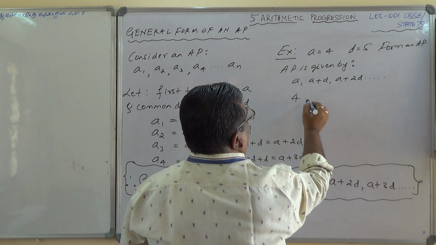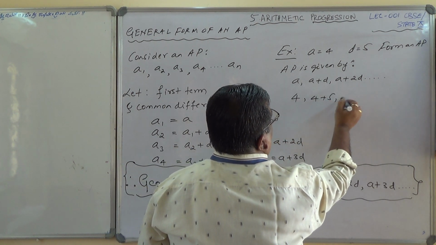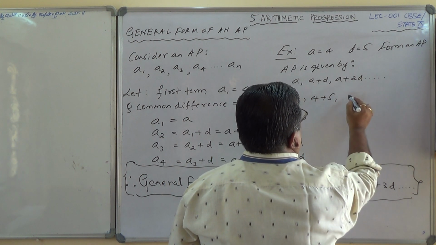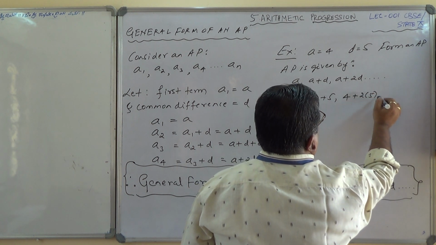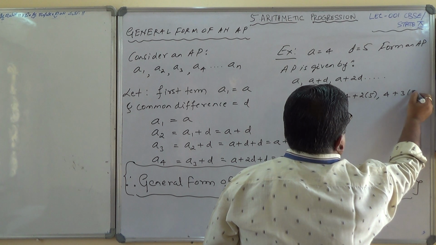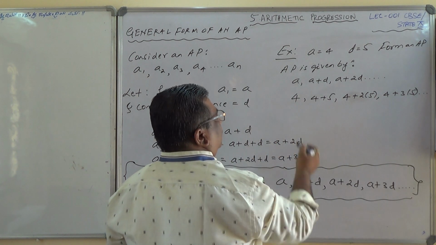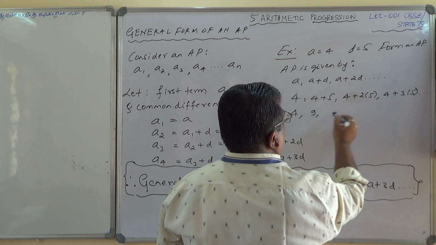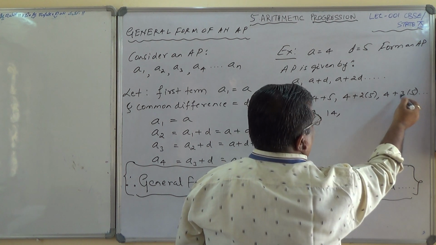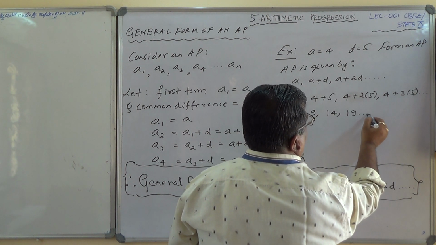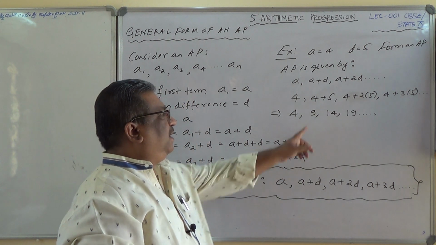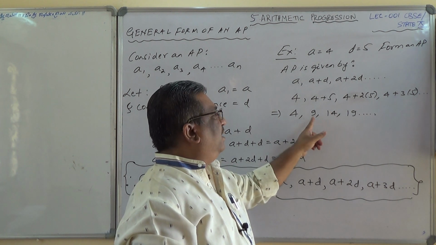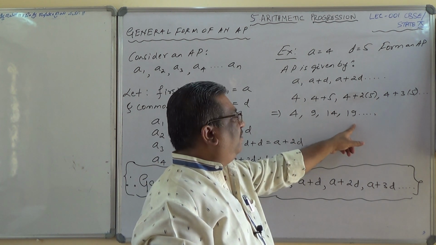So 4, 4 plus 5, 4 plus 2 times 5, 4 plus 3 times 5, dot dot dot. Is it correct? So finally, what is the AP here? 4, 9, 5 twos are 10 plus 4, 14, 5 threes are 15 plus 4, 19, dot dot dot. Now check here, how do you obtain 9? By adding the common difference 5 to this term. How do you obtain 14? By adding 5 to 9. How do you obtain 19? By adding 5 to this one.